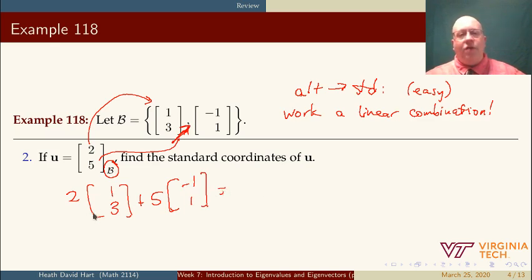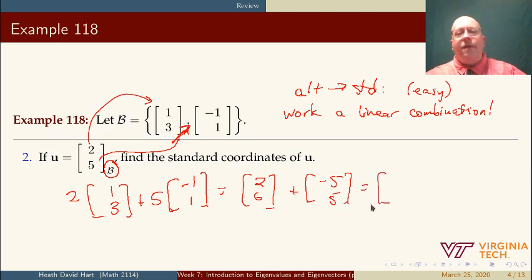is, well, 2 times 1, 3 is 2, 6. And 5 times negative 1, 1 is negative 5, positive 5. And that adds up to negative 3 and positive 11. And those are the standard coordinates of U.